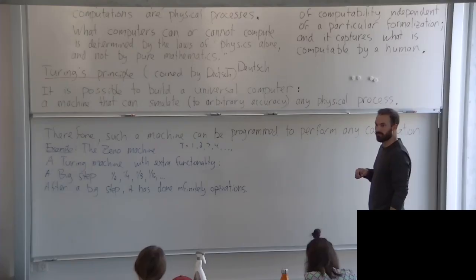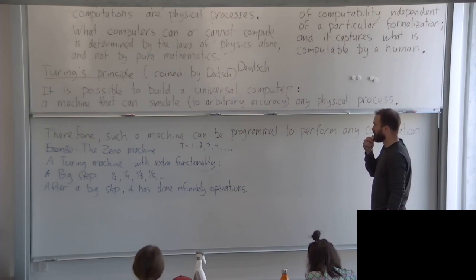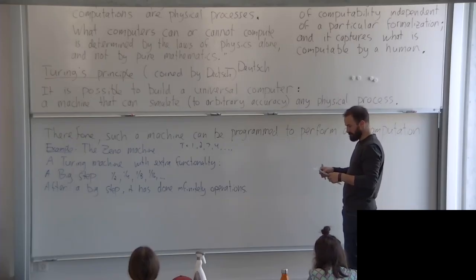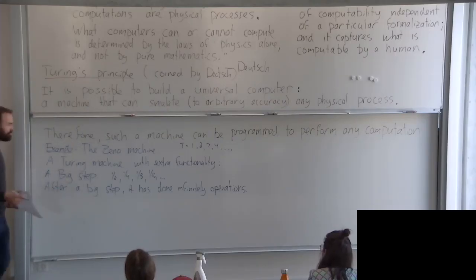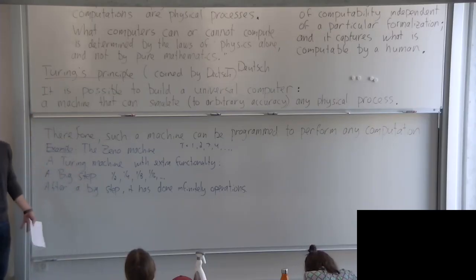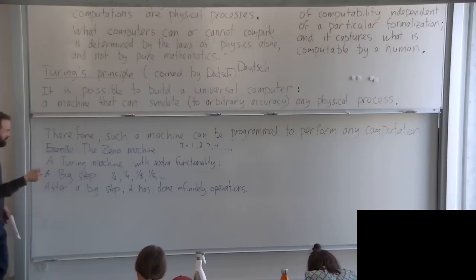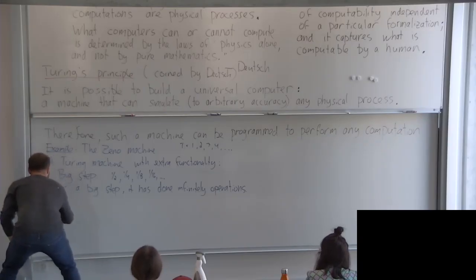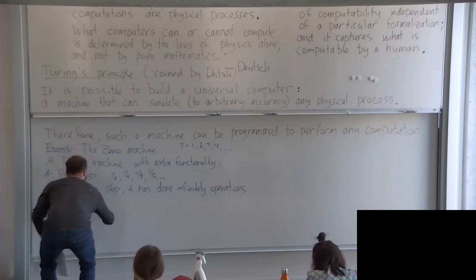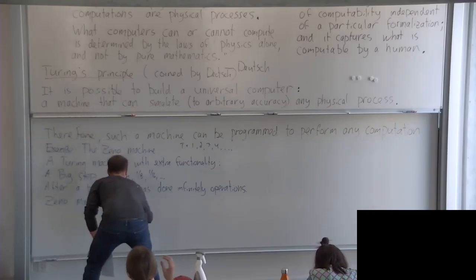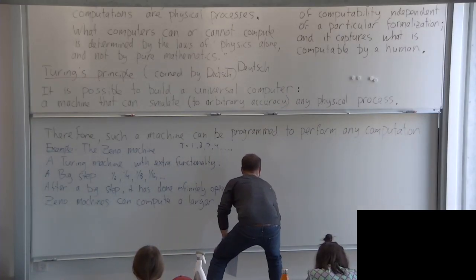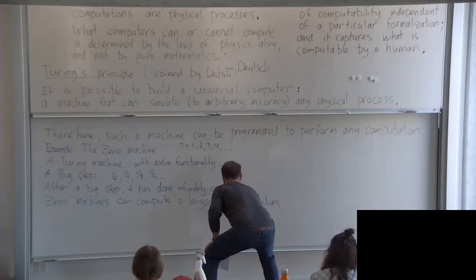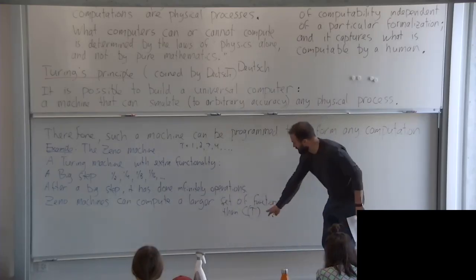You could think of this big step as an oracle for another Turing machine that runs for all time. Now, it can be proven that Zeno Turing machines can compute more functions than Turing machines. Once we see the halting problem, you can think back to the Zeno Turing machine and say, oh yeah, it could have computed it. So take it for granted that Zeno machines can compute a larger set of functions. Then I call it CT, the class of functions that can be computed by Turing machines.